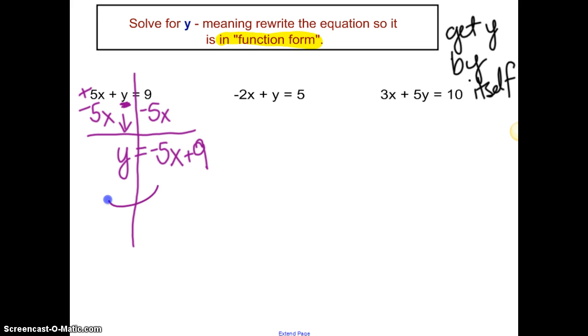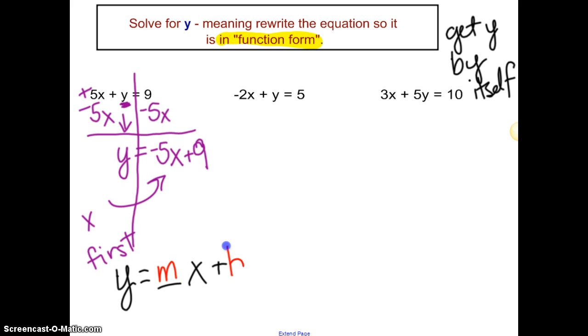So x first. So it will look like this. Maybe you remember, y equals something x plus something. Do you remember what we put in there? y equals m, or the slope, x plus b. So this x part should always go in the front. Technically, could 9 minus 5x work? Yes, but I want you to put the x's first, just because it's good practice.